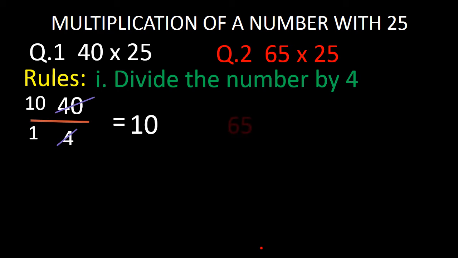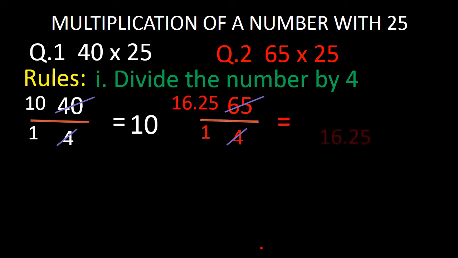Now you look to question number 2. Divide 65 by 4. While dividing 65 by 4, we get a fractional number or a fractional quotient. And that fractional quotient is 16.25. So this is our quotient.